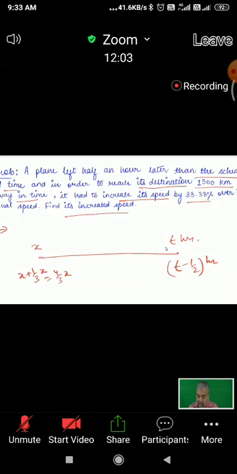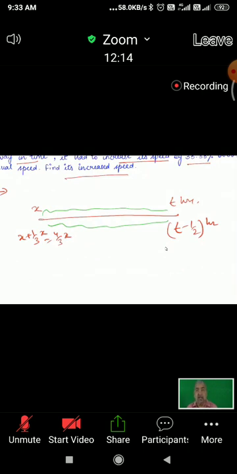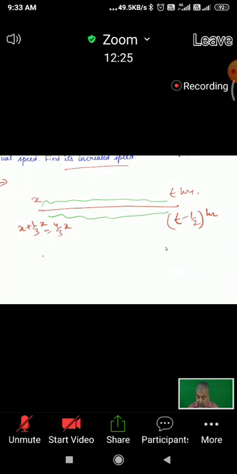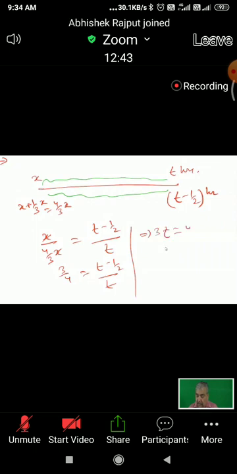Now you can see that the distance traveled in both the situation will be same. That is 1,500 km. So we have to find increased speed, that is we have to find 4 by 3x. Now distance traveled is same in both the situation, means ratio of speed equal to inverse ratio of time. So x by 4 by 3x equals t minus half by t. Solve this, cross multiply, 3t equal to 4t minus 4 into half. This is 3t equals 4t minus 2. So t equal to 2.